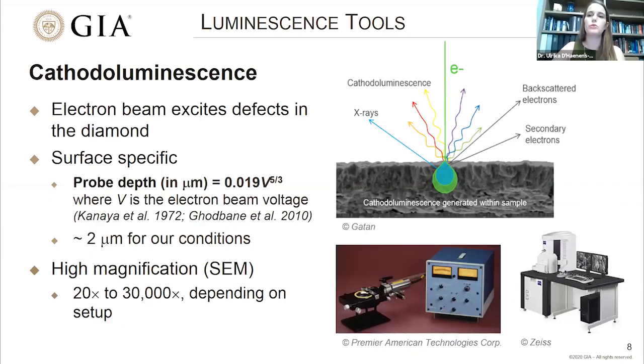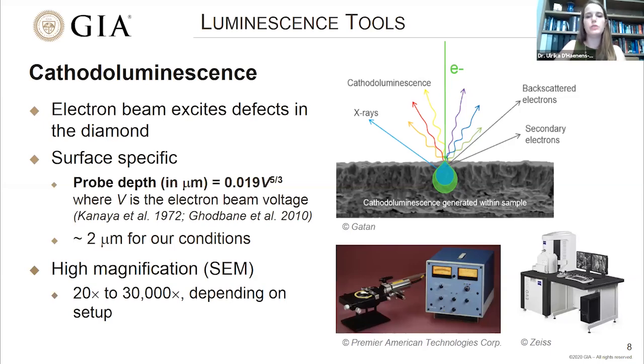The other luminescence tool that we use, which is mainly done in a gem lab or a scientific environment, would be cathodoluminescence. In this case, rather than using UV light to excite the defects, we use an electron beam. So this is, again, going to produce a very surface-specific illumination of the defects. Under the conditions that we use at GIA, usually the depth of what you're observing is about 2 microns, so very, very small.